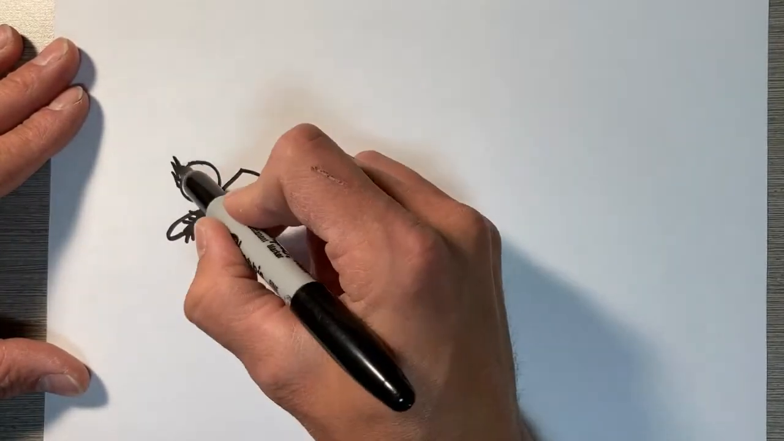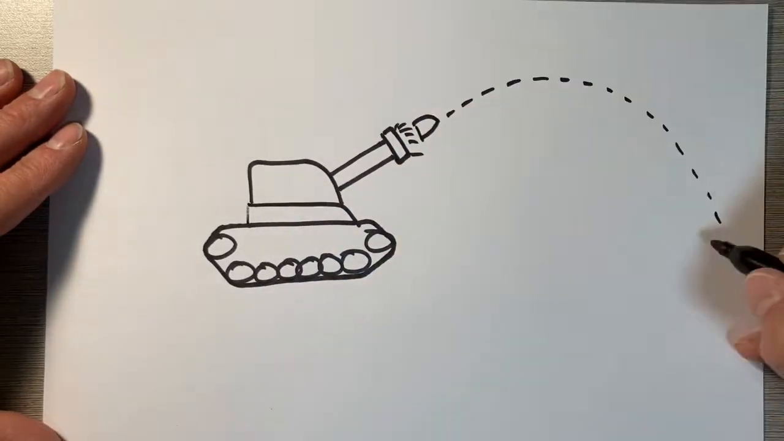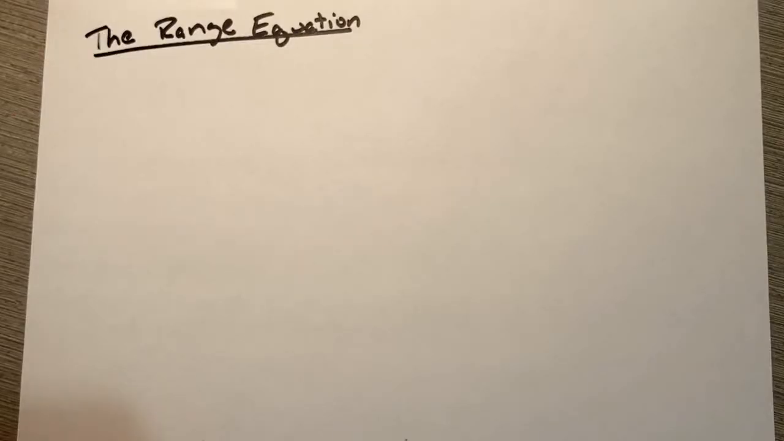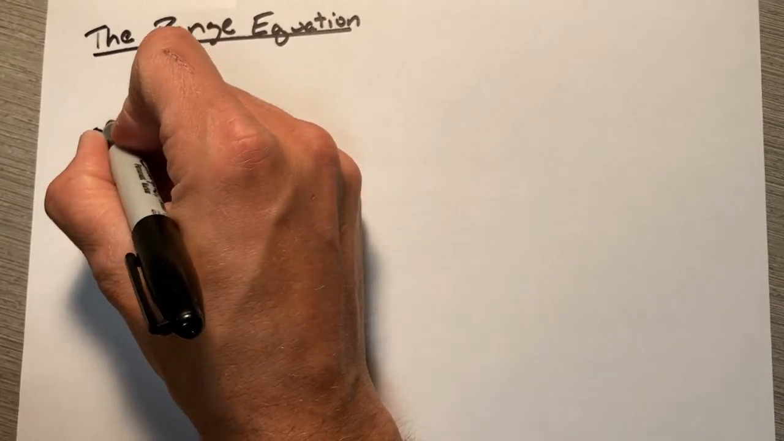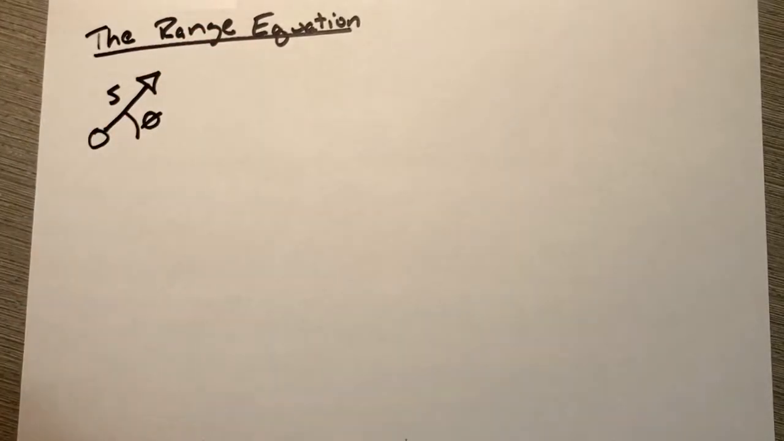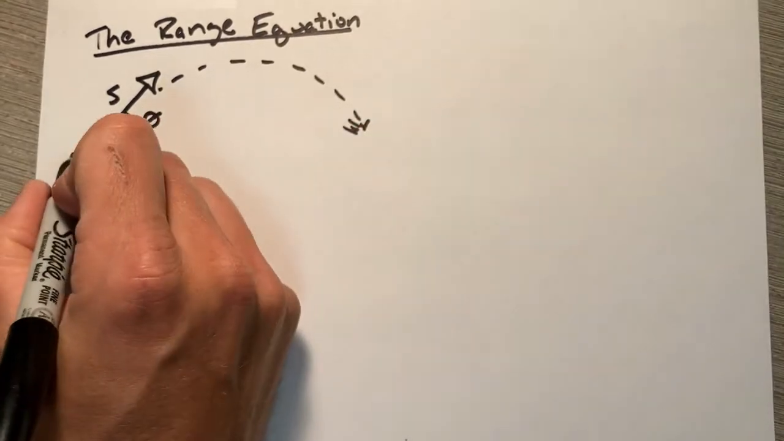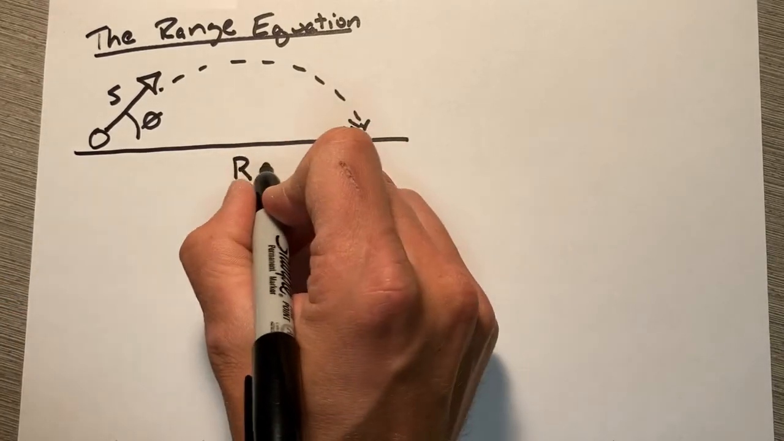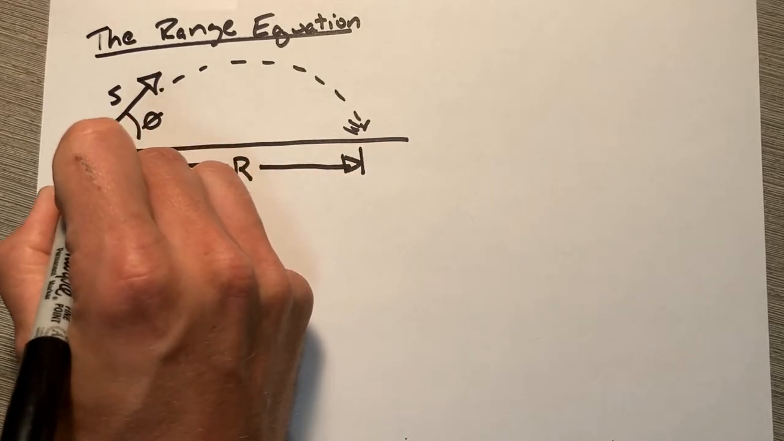From Roman archers firing arrows to modern battle tanks firing shells across the field, this is the range equation. Okay, the range equation. What we're going to do here is fire a projectile at some initial speed s at an angle theta, which is an angle above the horizontal axis. The projectile is going to travel through the air and land at the same height from which it was fired. What we're trying to determine is the horizontal distance, or range, that the projectile will travel.